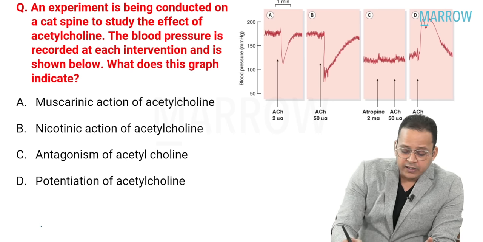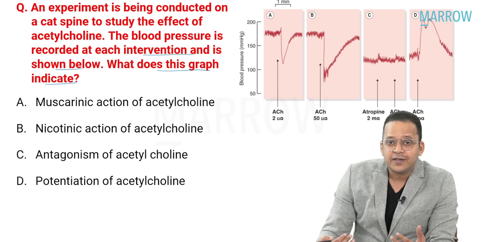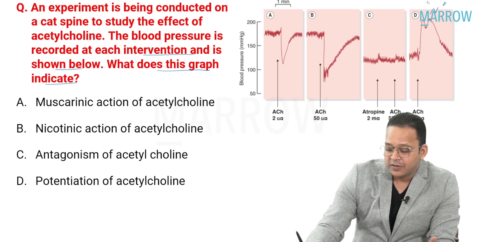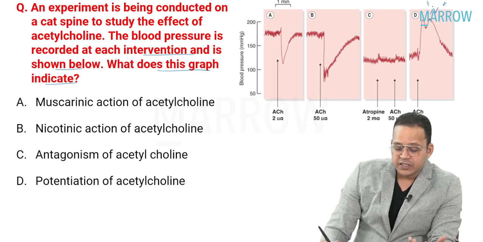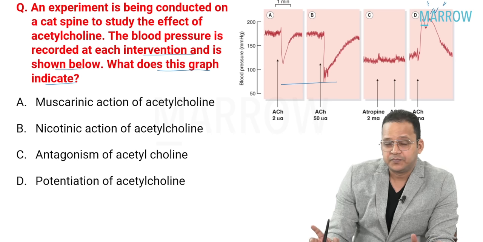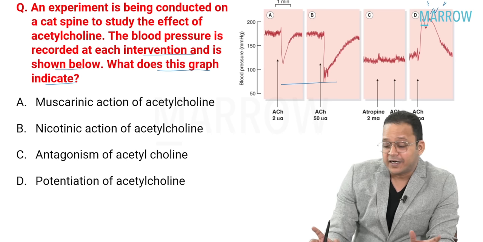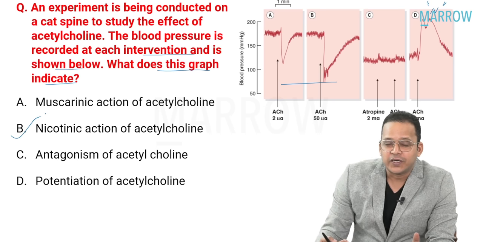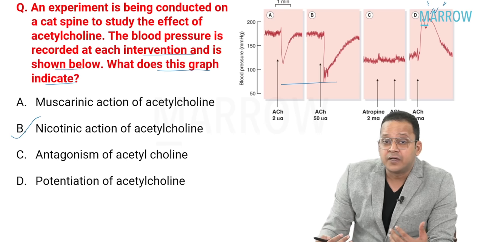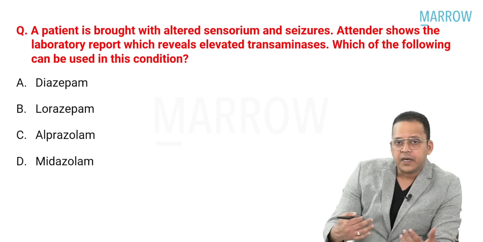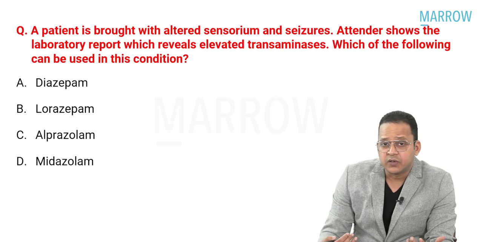So in other words, the MCQ is asking: the blood pressure recorded in the intervention is shown below. What does this graph indicate? So this graph is reversal of acetylcholine, which is because of which receptor? Nicotinic receptor. So is it the muscarinic action of acetylcholine? Now see, that is muscarinic, but this experiment is about reversal. It's not about the muscarinic effect. Reversal is because of the nicotinic receptor. So the answer is nicotinic action of acetylcholine. So this is not an easy one. It's a difficult one. But anyway, if it is repeated, now you can understand the basic concept of why these things are happening.